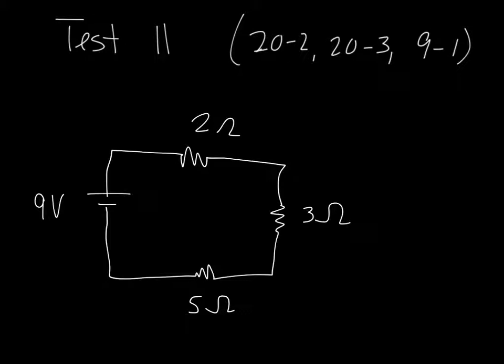Determine the current in the circuit. Then determine the voltage drop across each resistor. Let's say determine the current in the circuit overall, not across each resistor, the current in the circuit. Then determine the voltage across each resistor, the voltage drop.